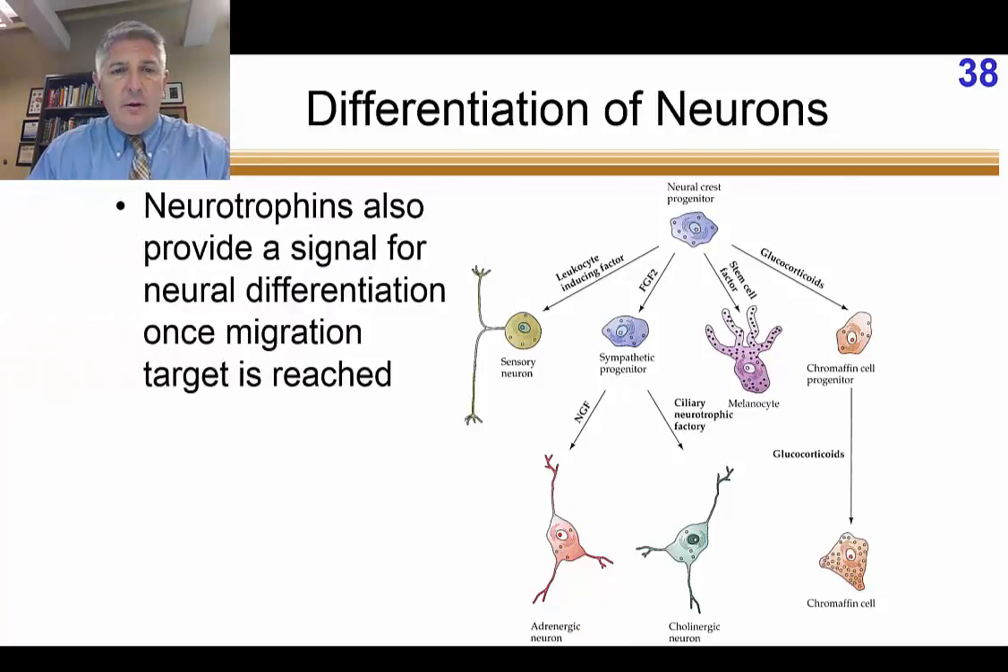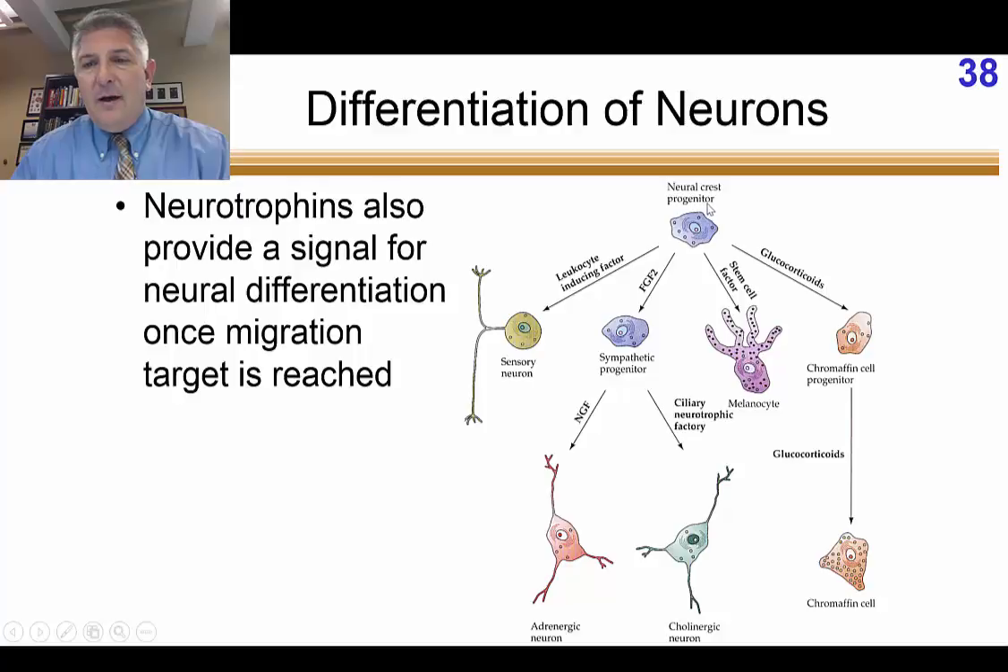Neurotrophins also, in addition to cell survival and migration, cause differentiation. So here we see a stem cell, a neural progenitor cell. And then if that stem cell is exposed to 4 different types of chemicals as it migrates to its destination, those 4 different chemicals cause that stem cell to become a different type of cell. So leukocyte-inducing factor causes that cell to become a sensory neuron, right?